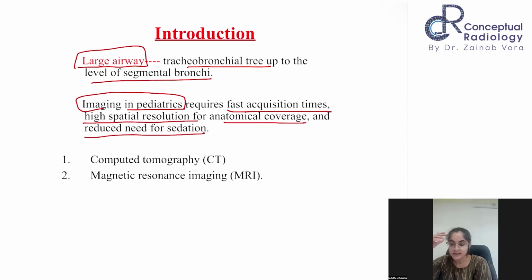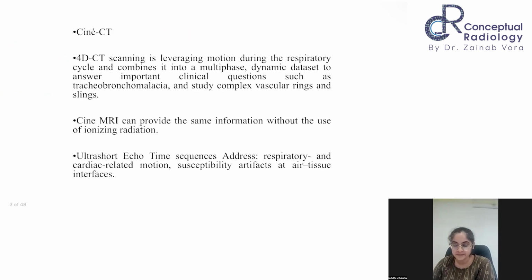And that is why the modalities that we choose for imaging the large airways comprise CT as well as MRI. Out of that, CT is the main workhorse of the large airway diseases. Among the CT techniques, in cine CT we take contiguous acquisitions so that diseases associated with respiratory or cardiac motion are more appropriately demonstrated while the contiguous acquisition is going on. The drawback is that there is increased radiation dose.